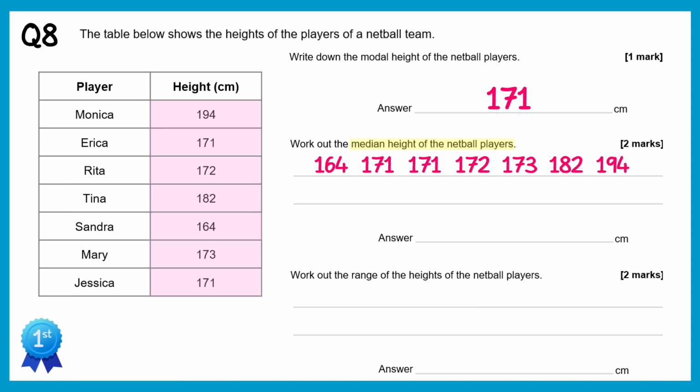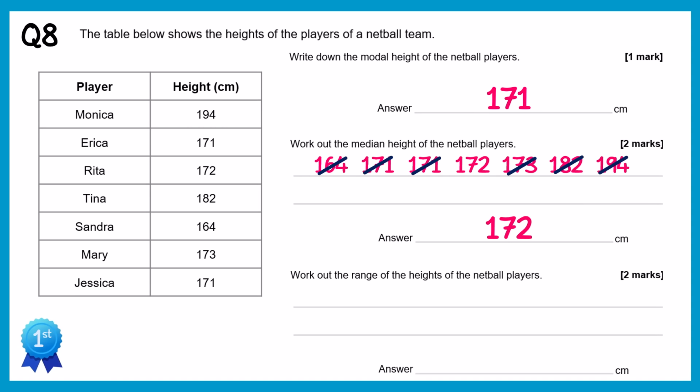To find the height that's in the middle, we need to cross off pairs of numbers from the ends until we end up with the number in the middle. So if we cross off 194 and 164, then 182 and 171, then 173 and 171, we can see that 172 is in the middle, so that's the median height.